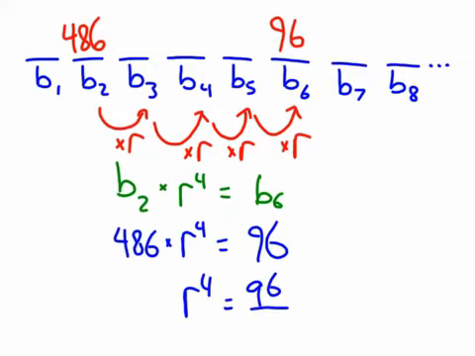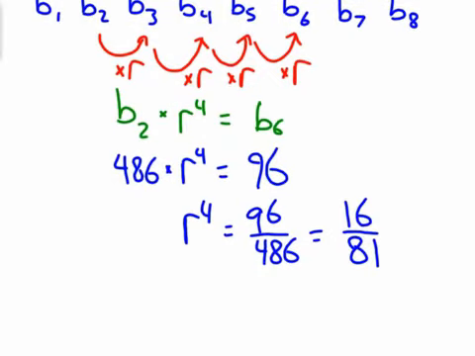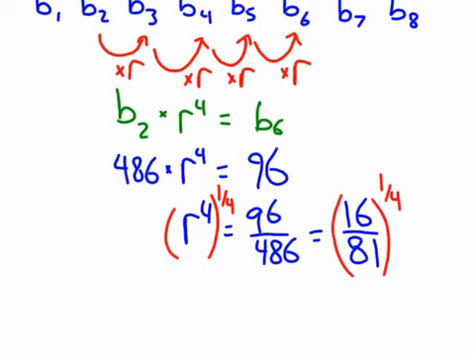R to the 4th equals 96 over 486. Both numerator and denominator are divisible by 6, so we'll reduce this fraction to 16 over 81. And you should recognize that both 16 and 81 are perfect powers. I'll raise both sides of the equation to the 1/4 power to get r by itself. With the benefit of mental math, I recognize that 16 is 2 to the 4th power and 81 is 3 to the 4th power. So raising them both to the 1/4 power gives me r equals 2 over 3.